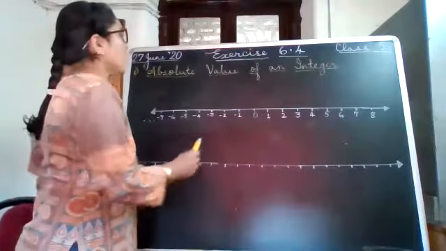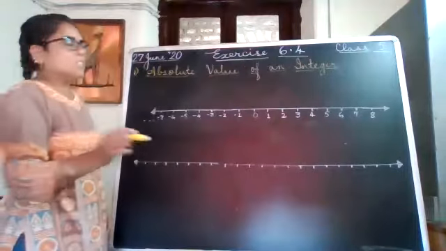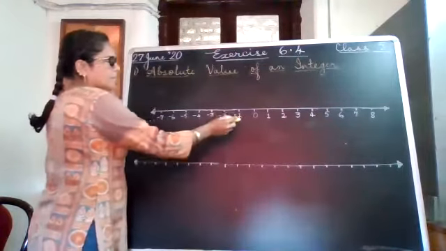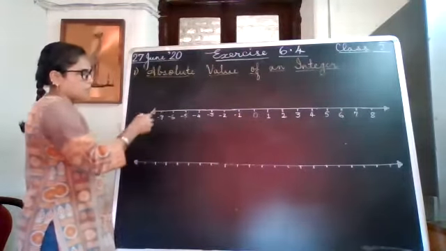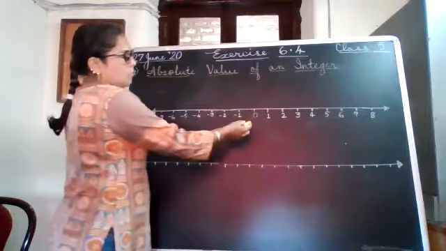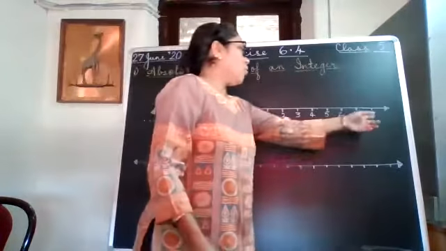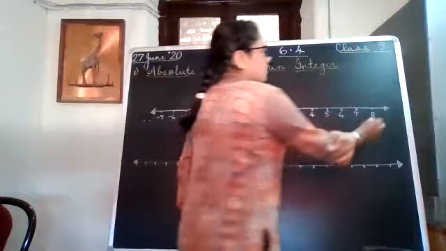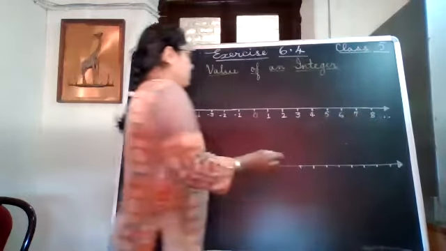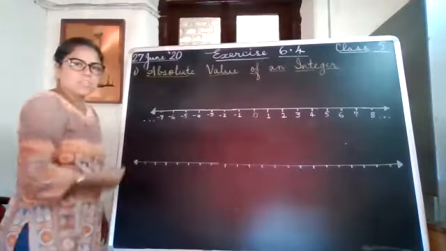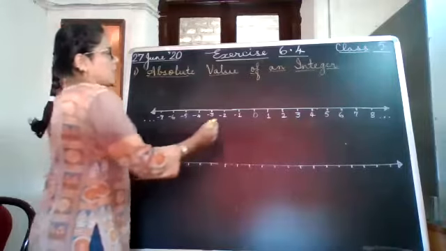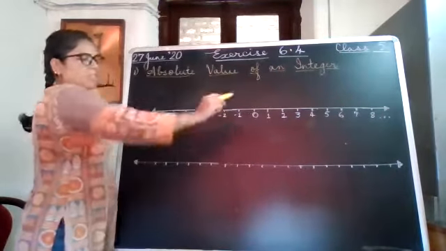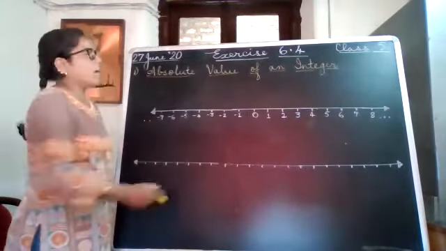Now we have learned what integers are. Integers are negative integers, minus 1, minus 2, minus 3, minus 4 and so on, 0, and 1, 2, 3, 4, all these are positive integers. From 1 onwards they are positive, and from minus 1 onwards towards the left they are negative integers, and 0 is neither positive nor negative. And all of these together are called integers.